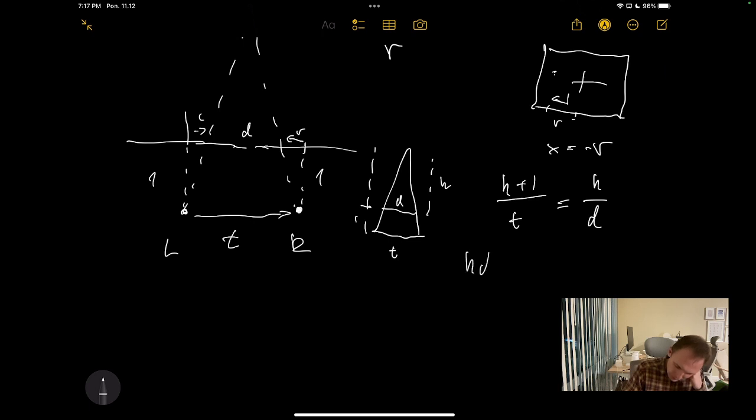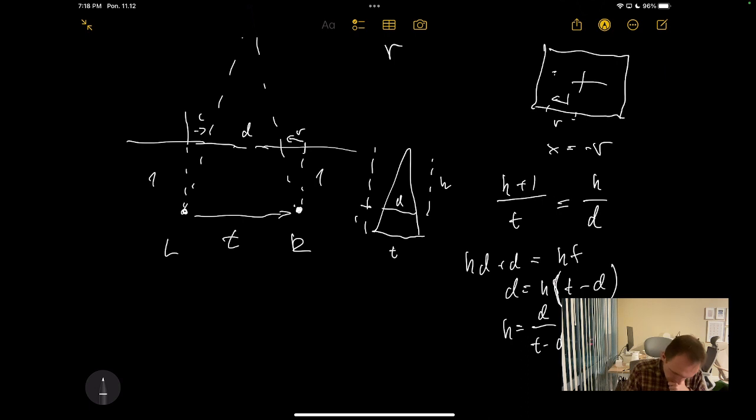So what we have is HD plus D equals HT, which means D is H times T minus D, and then H is equal to D divided by T minus D. Alright? H plus 1 over T is like H to D, so HD plus D equals HT, then we solve for H: D over T minus D. Makes sense, and then H is this.